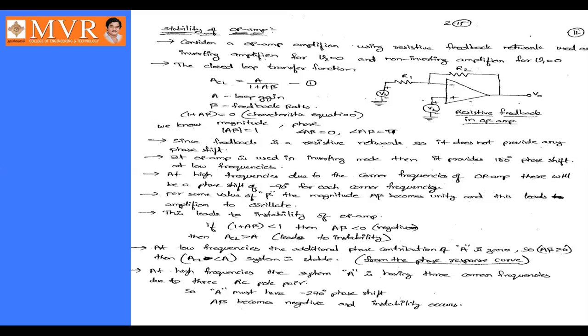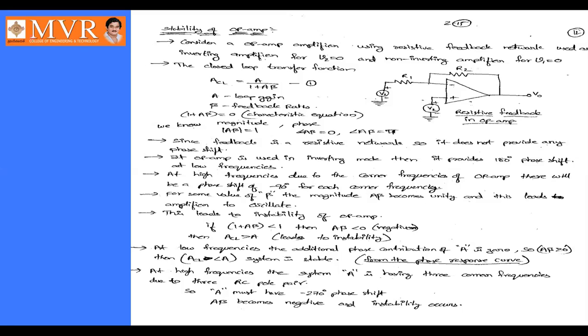That means this depends upon the beta value also. So this loop gain depends upon the beta value, where the beta value depends upon R1 and R2, as we have studied, nothing but a parallel combination of R1 and R2. So by adjusting this beta value, we can maintain this loop gain.